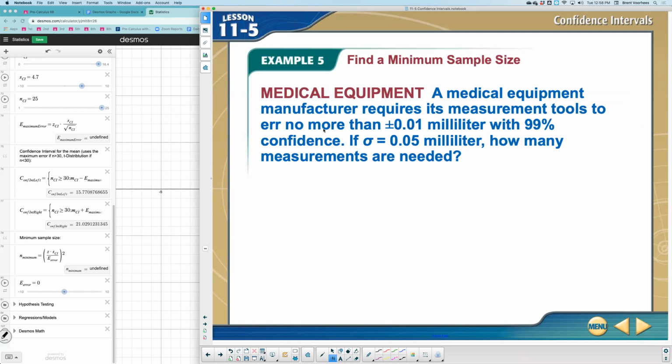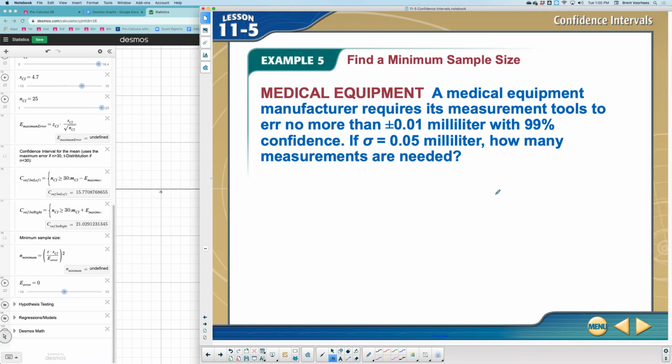So it says this. A medical equipment manufacturer requires that its measurement tools' error, I know it looks weird, but that's error, be no more than plus or minus 0.01 milliliter with 99% confidence. If our standard deviation is 0.05 of a millimeter, how many measurements are needed?